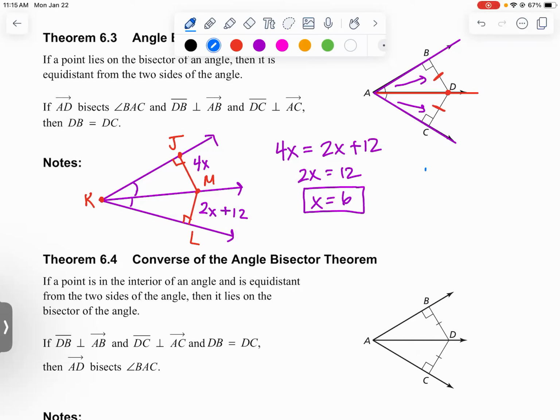Okay, what would be the measure of JM and ML? 24. Yes.